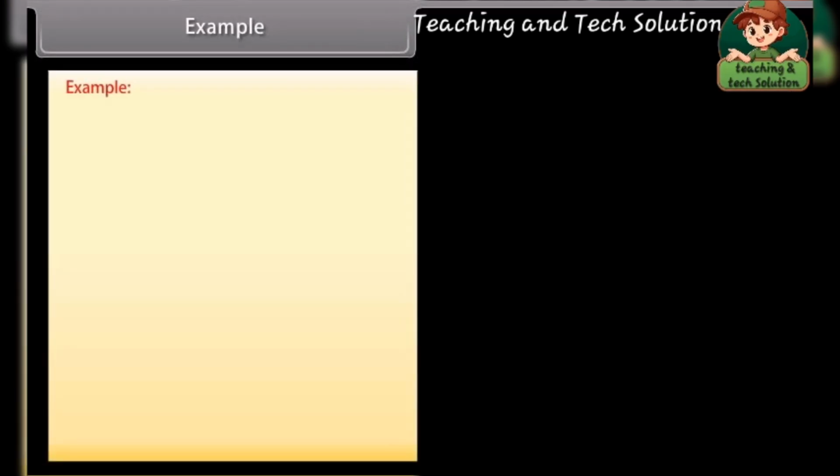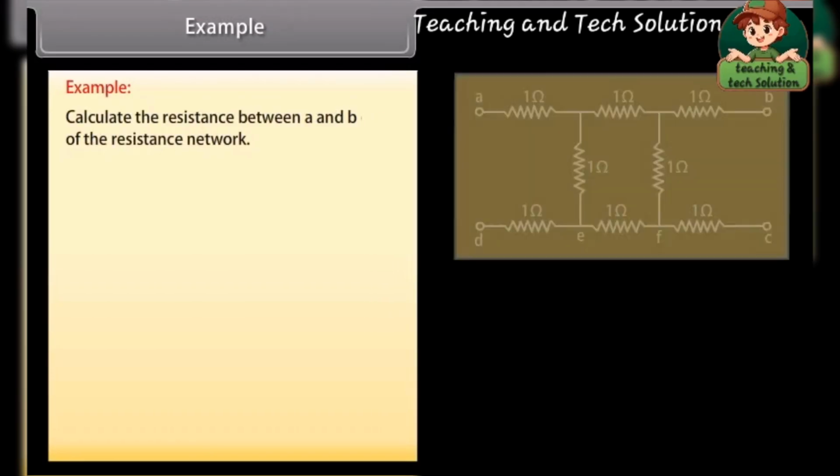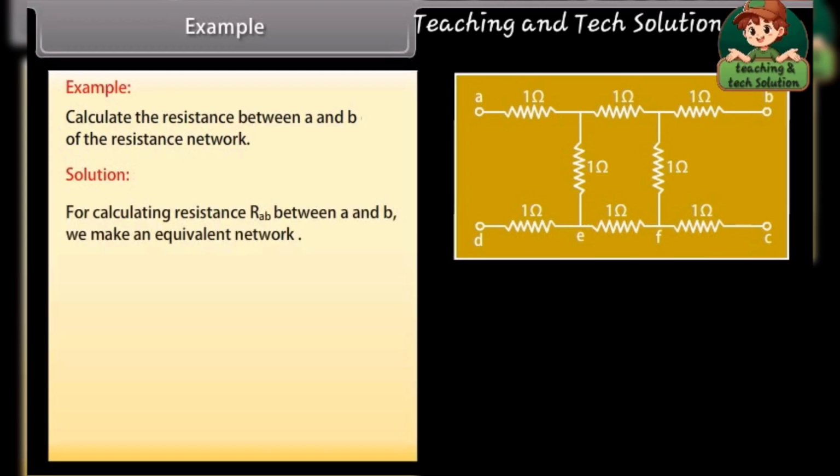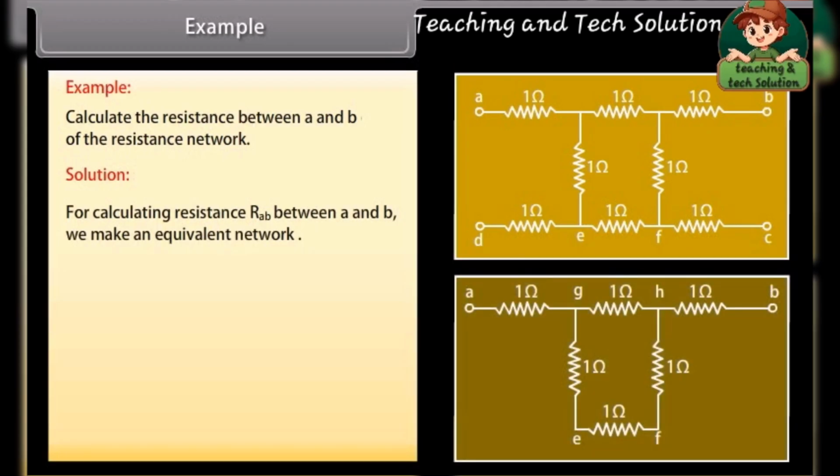Let's take an example on combination of resistors. Calculate the resistance between A and B of the resistance network shown in the given figure. Let's see the solution. For calculating resistance RAB between A and B, we make an equivalent network shown in the figure.